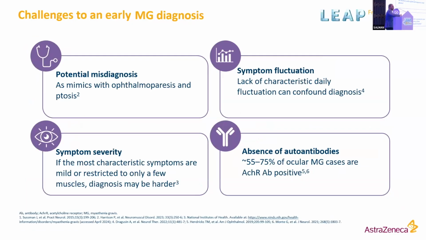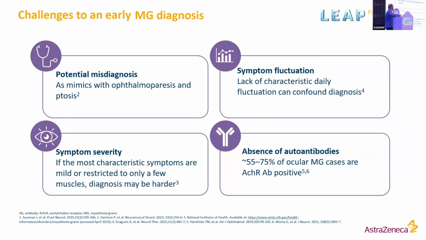So the challenges that we face when we see a myasthenia patient is that myasthenia, especially ocular, can mimic a lot of ocular motility problems. Ptosis can have a variety of causes. The intermittent nature and fluctuation of the symptoms perhaps makes the patient hesitant to present, and they can present late sometimes.